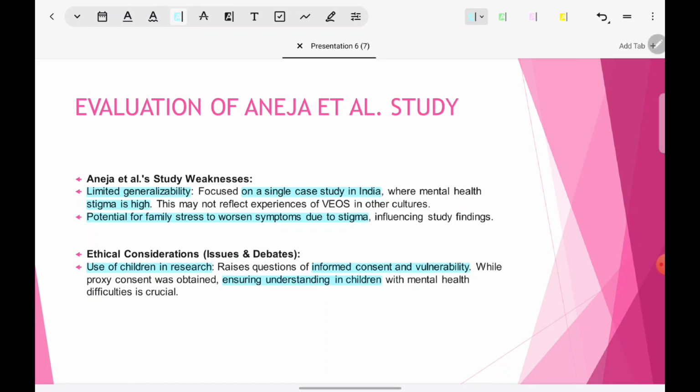So consent is very important, and even though consent cannot be taken from the child, at least the child should understand what will happen in the study with him, why the study is being done, how the study could be beneficial to him or could cause certain harm to him. That is very important. As I mentioned previously, if we look at the Aneja et al. study, we don't have sufficient details about whether all this was taken care of. But we can definitely say that it should have been taken care of.